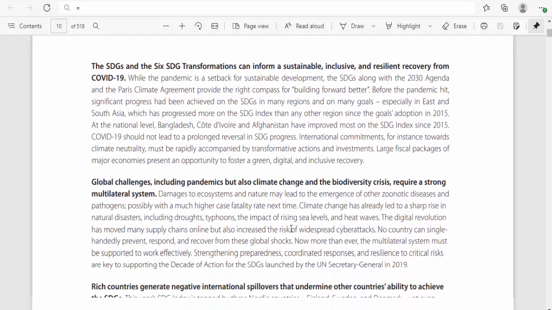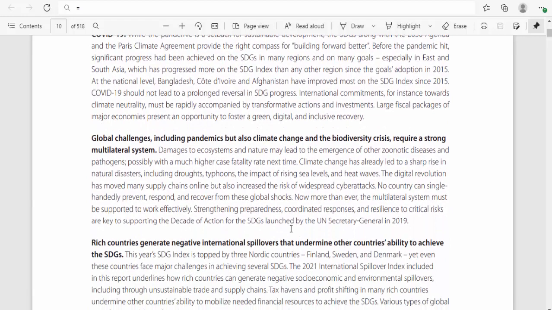Okay, so let's go to the next. I like to look at these things as also lessons learned because the way they are writing them, they come out like they could be lessons we could be thinking about right now. Okay, so global challenges including pandemics, but also climate change and biodiversity crisis require a strong multilateral system.